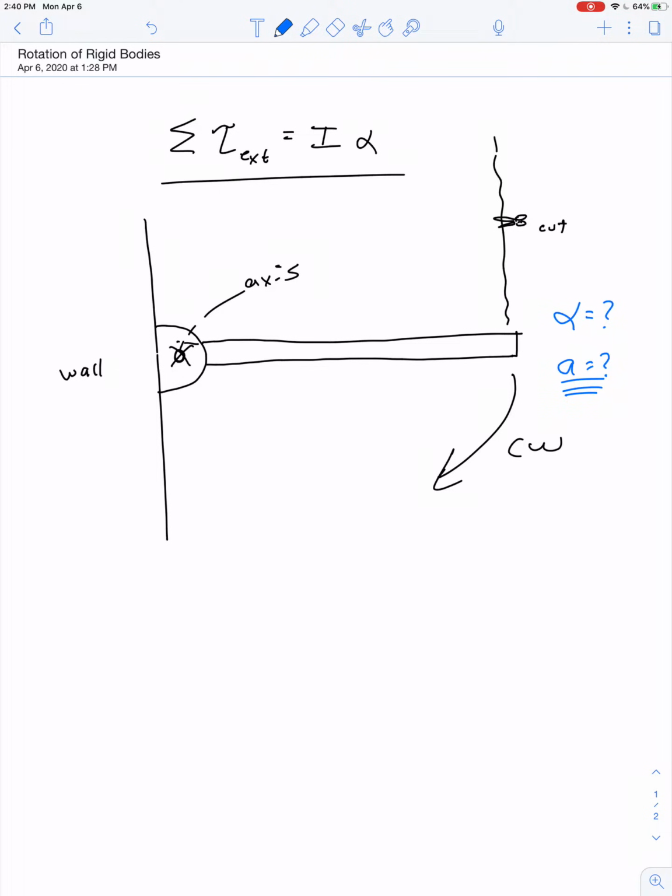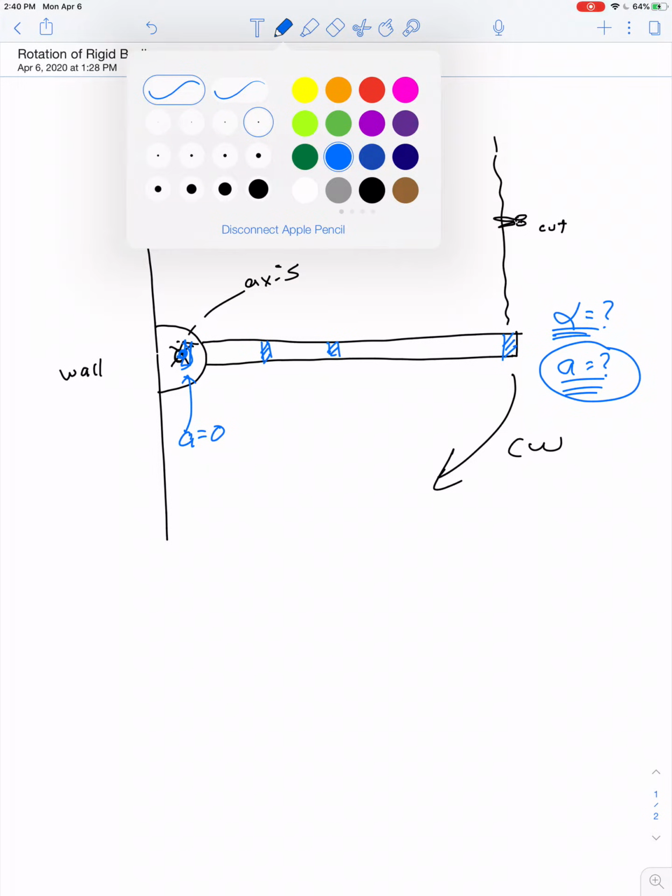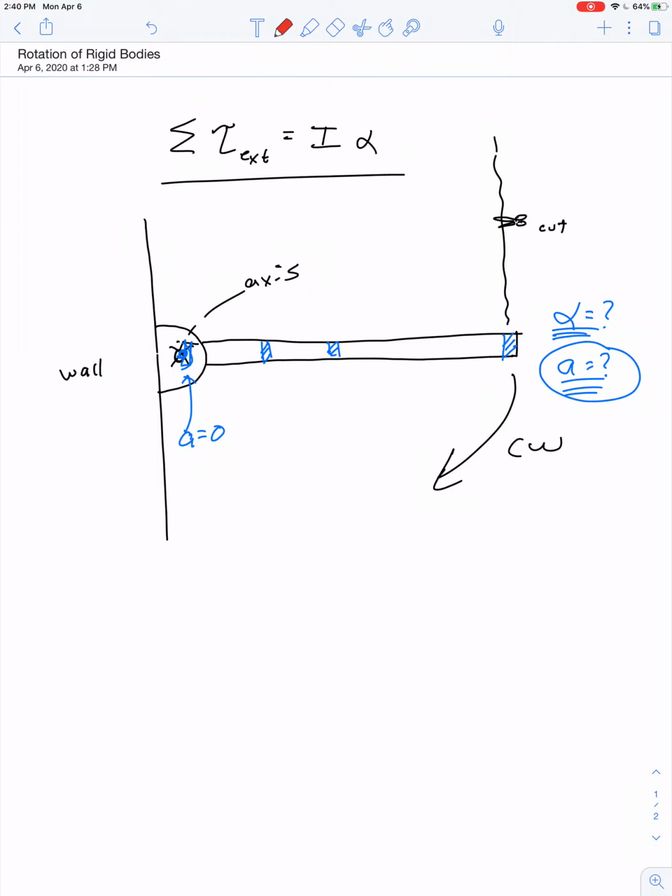Now, this is a tricky question because not all parts of the beam will have the same linear acceleration. The tip of the beam will accelerate more, and parts of the beam back toward the axis will accelerate less. And in fact, the portion of the beam here has no linear acceleration at all. It basically stays in place as the whole beam rotates. So every portion of the disk shares the same angular acceleration, but they all would have a different value of linear acceleration.